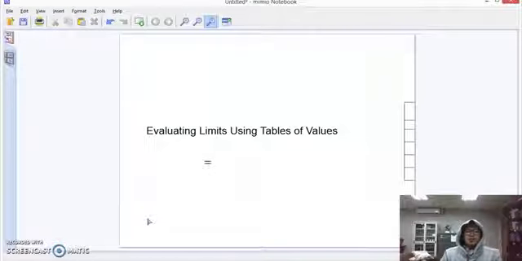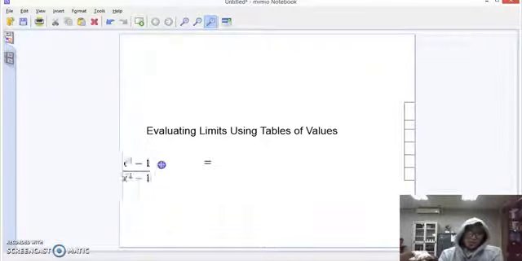Good day. Today we'll be talking about another good feature of the FX991EX or the ClassWiz calculator, and that's related to content in our K to 12 mathematics. In this case, we'll be talking about a very important concept in calculus called limits. So we'll be talking about evaluating limits of functions using tables of values.